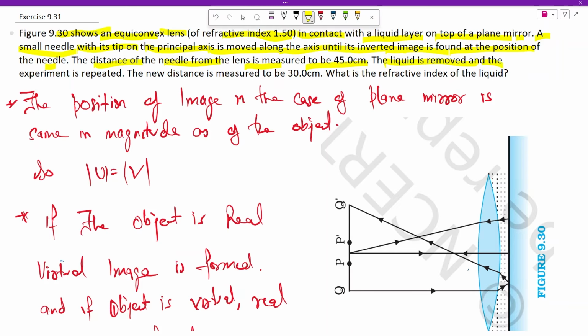The liquid is removed and the experiment is repeated. The new distance is measured to be around 30 cm. What is the refractive index of the liquid? So in this arrangement, there is a lens and there is a liquid layer, and this is a plane mirror.